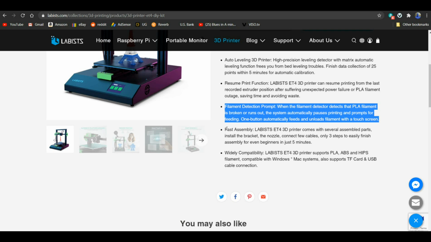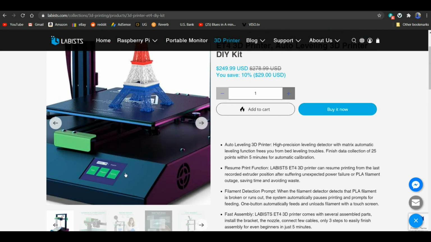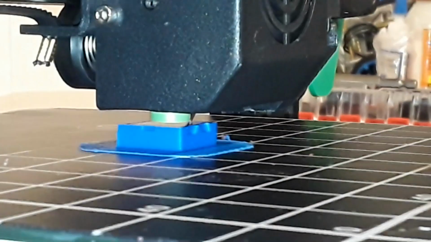And fast assembly. Yeah, this is fast. I mean, seriously, it's like four screws you put in, and I'll show you underneath where it goes together. And then you put on the extruder head, and you're good to go. Widely compatible, supports PLA, ABS, HIPS. Well, the only thing I've tested it with is PLA, so I can't tell you anything else about that. But that's where I'm at with this baby so far.